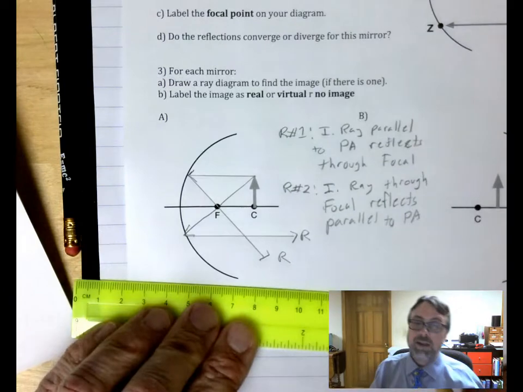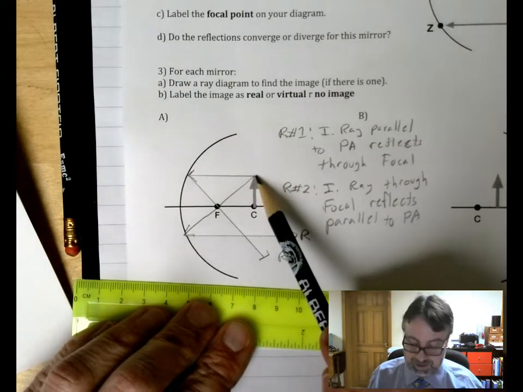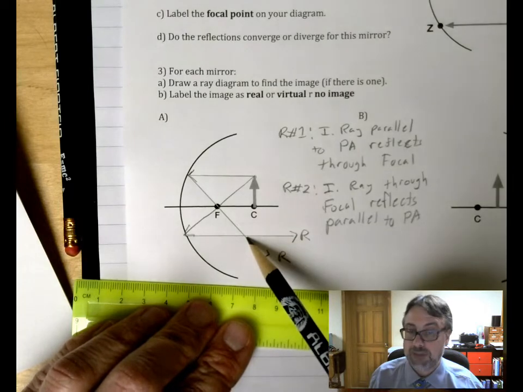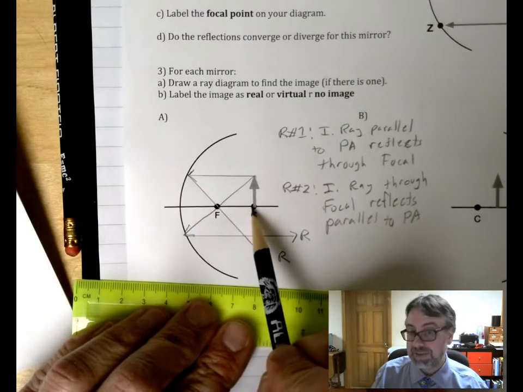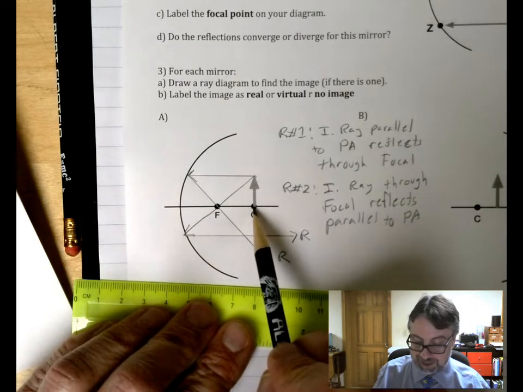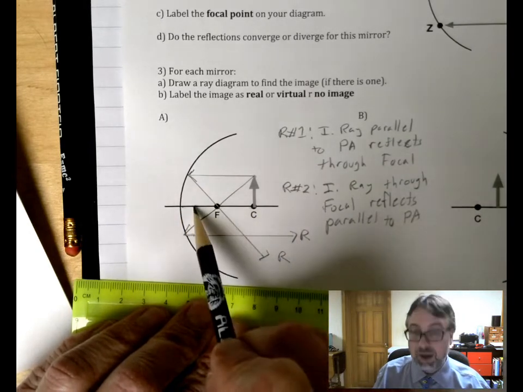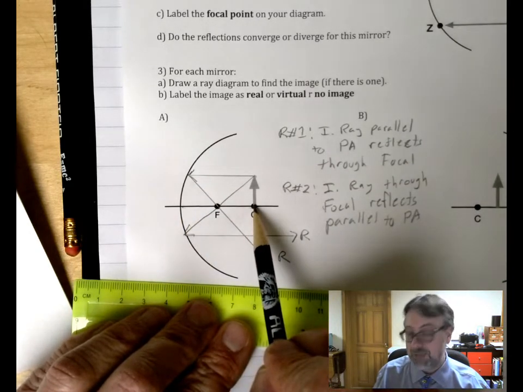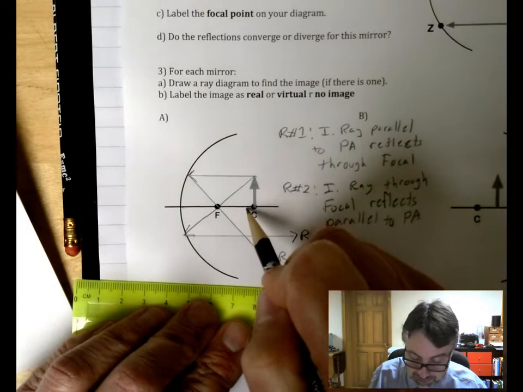Now, since light started from the top of the object, this must be the top of the image. Again, on the bottom, since the light's coming from the center, this is rule number 3. Any light that comes from the center of the curvature will bounce back across the center. So I know the bottom of the image must be on this principal axis. So my image should be here.